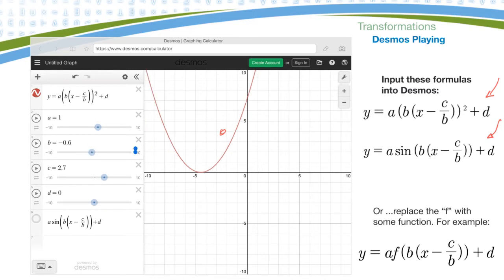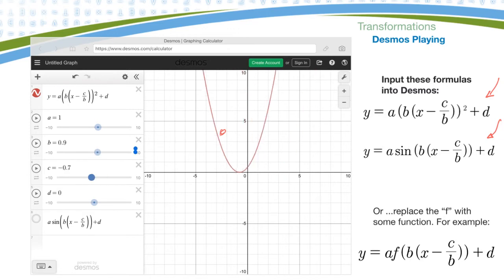So B, its job, I guess, is a horizontal stretch or squish, and it also reflects over the y-axis. Let's put B back at 1. B's back at 1 there. Close enough. Okay, so let's see what C does.